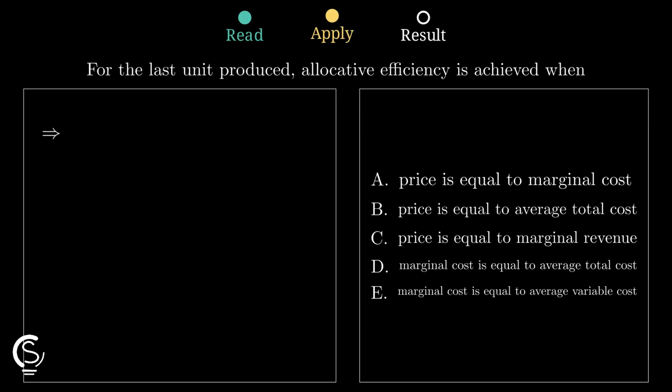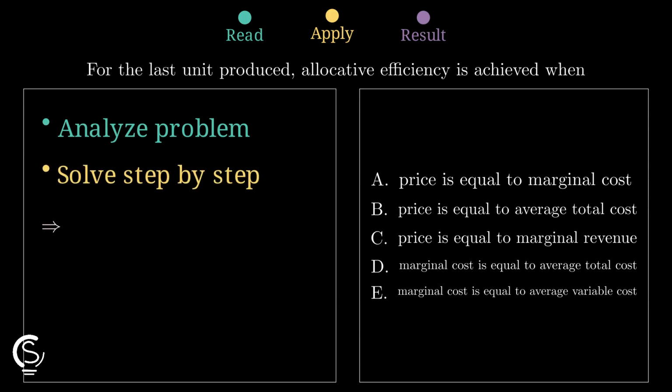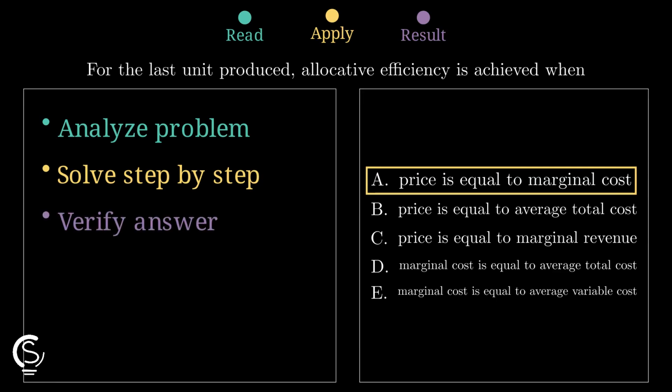In microeconomics, consumers' value for that last unit is shown by price, and the producer's extra cost for one more unit is marginal cost, so set those equal. That gives the rule: price equals marginal cost for the last unit produced, so the correct choice is option A, nice and clean.